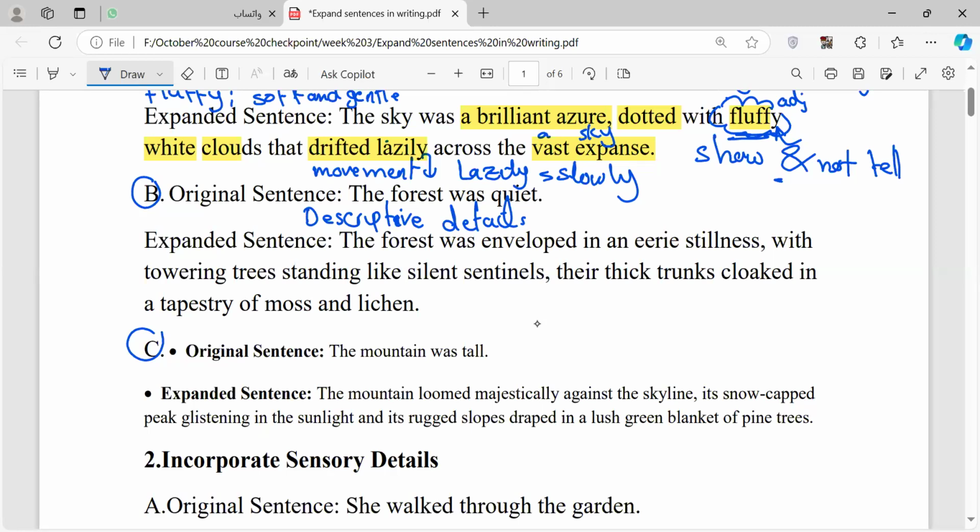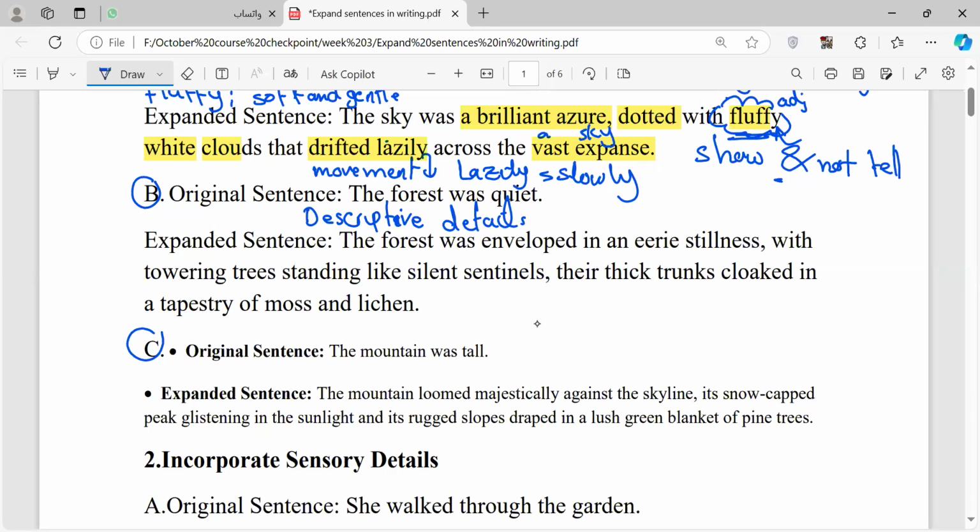You finished reading this part? You finished reading example B and example C? Yes, sir.